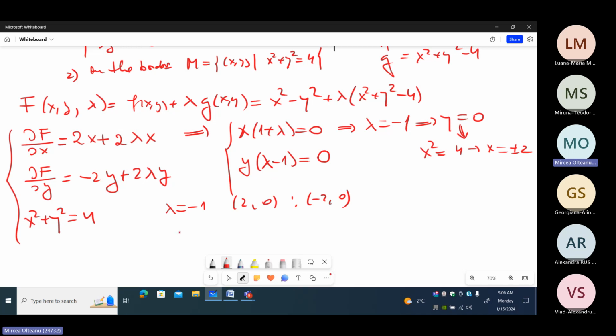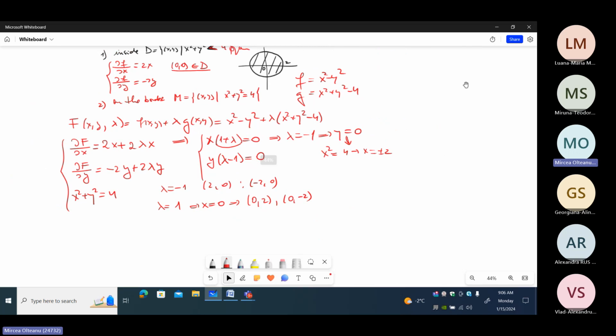Similarly, from the second equation, if lambda is 1, then from the first equation x must be 0, because this factor cannot be 0. It is 0 when lambda is minus 1. So in this case, we get the points (0, 2) and (0, minus 2). Now, if lambda is not minus 1 and not 1, then necessarily x and y must be both 0 from these equations, which is impossible because from the last equation we get 0 equals 4, which is false.